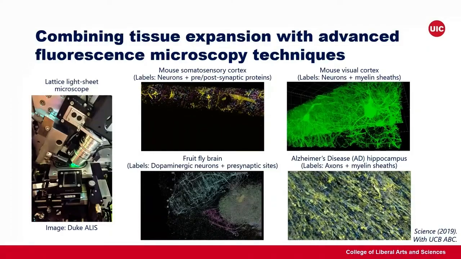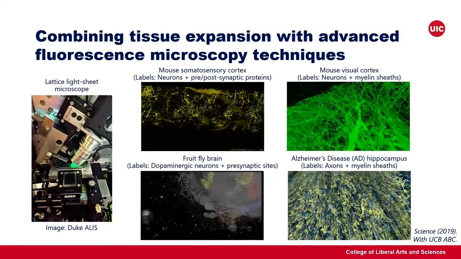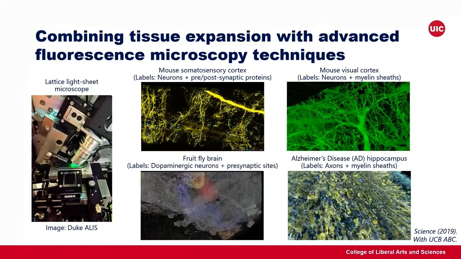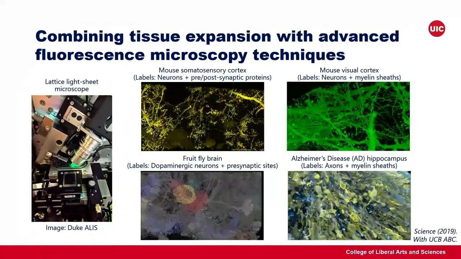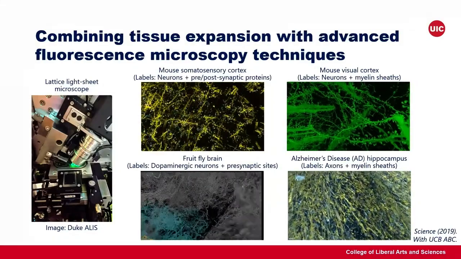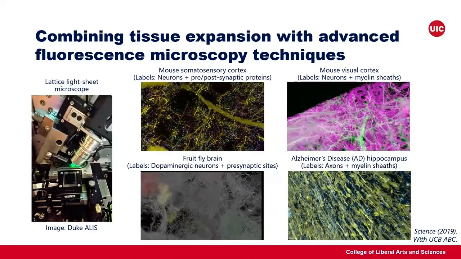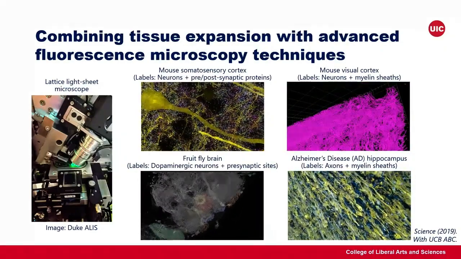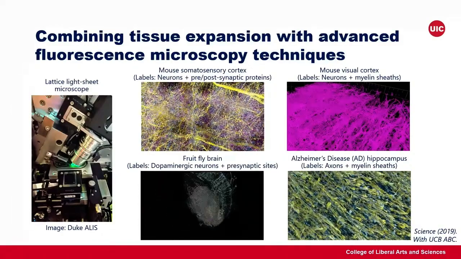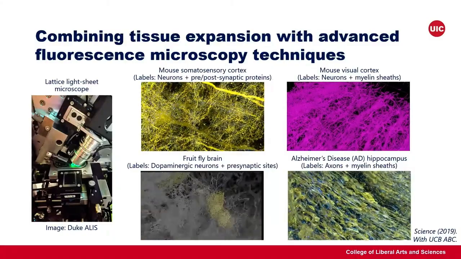For example, we have imaged at a nanoscopic resolution different neuronal structures using a fluorescence imaging technique called lattice light sheet microscopy. This includes investigation of pre- and postsynaptic proteins in the mouse cortex, axons and their myelination profiles in the similar brain region, dopaminergic neurons and the presynaptic sites across the entire fly brain, as well as the correlation between axonal degeneration and certain disease markers in the human brain.